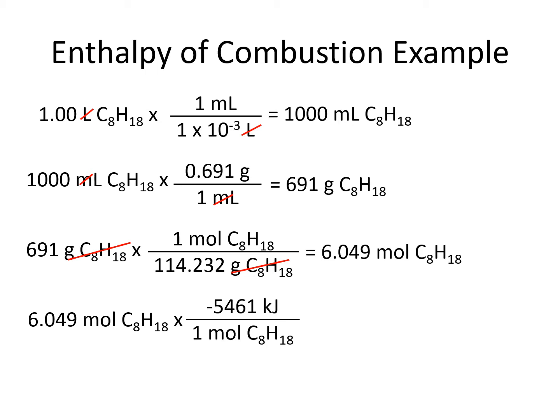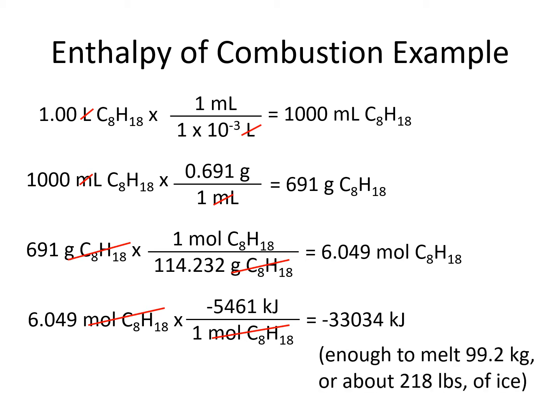Since we don't have exactly 1 mole, we need to do a stoichiometry type of calculation. We start with the moles we actually have, 6.049, and use our known relationship as a stoichiometric factor. We do 6.049 times negative 5,461, and that gives us negative 33,034 kilojoules. By the way, this amount of energy could melt 99.2 kilograms, or in other words, 218 pounds of ice, and that's just using 1 liter of gasoline.